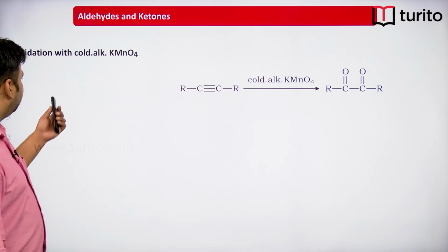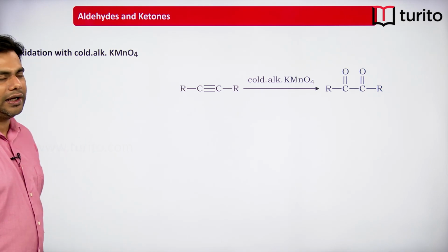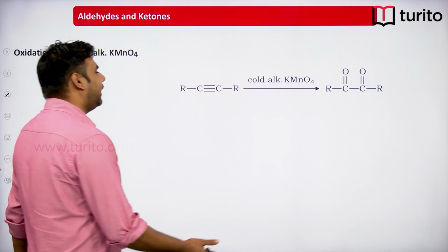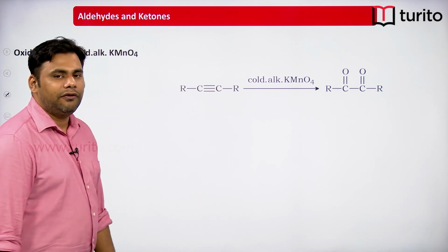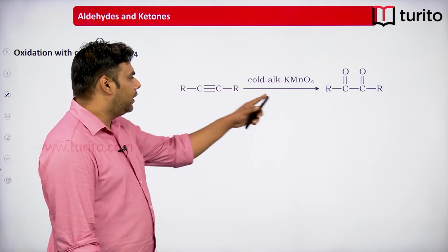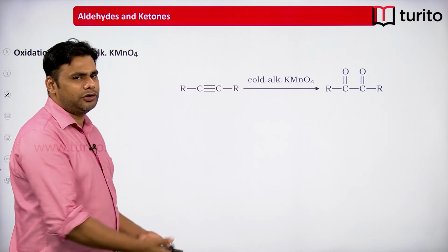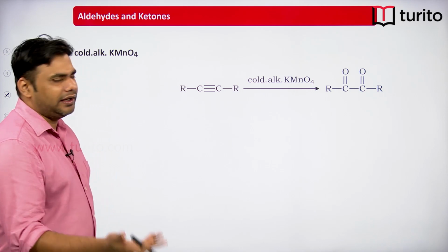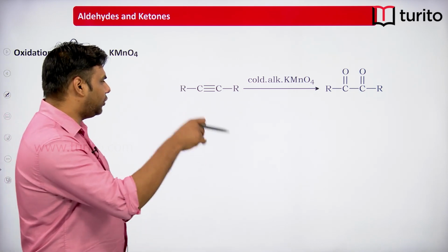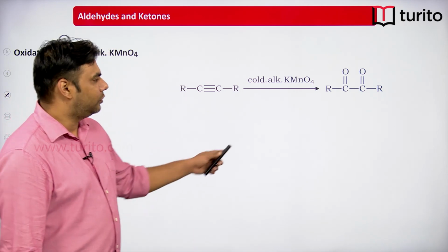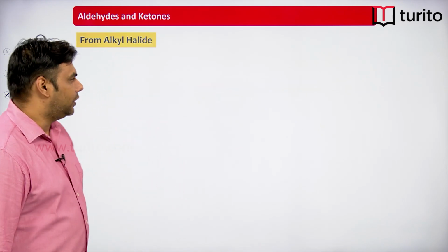We can also do the oxidation with cold alkaline KMnO₄. So if on a triple bond, on an alkyne, we add cold alkaline KMnO₄, we are going to get a 1,2-diketo. Okay, so again the same mechanism is operating, just add an OH and then you will tautomerize it. So just add 2 OH and then tautomerize them. So you will form a diketo molecule.